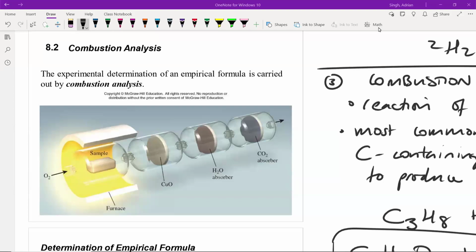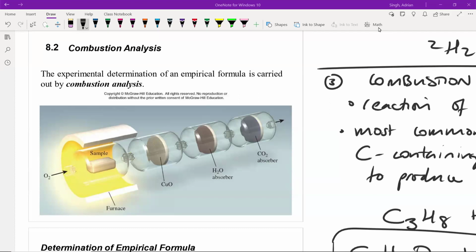One of the types of reactions that we talked about before can actually be used to determine the empirical formula, and then by extension the molecular formula, for different compounds. Specifically, what we're talking about here is using the combustion reaction in a technique known as combustion analysis. The idea behind it is actually very simple.